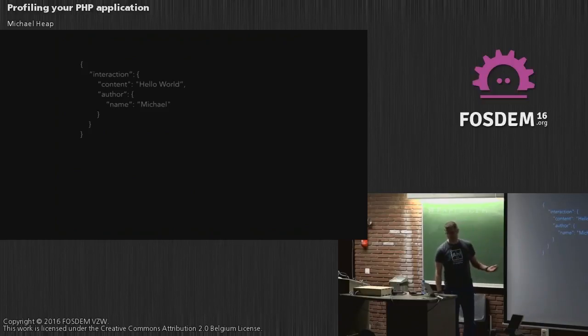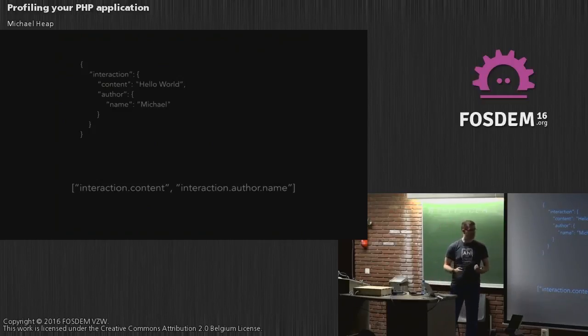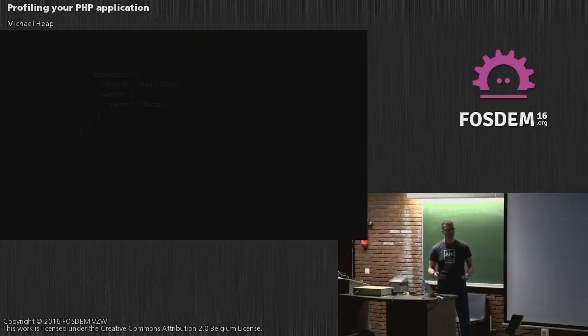This is a simplified version, but given this piece of JSON, I needed to generate these keys. So interaction.content and interaction.author.name. The algorithm that I use to do that is I start at the top, and I step in, and I say interaction. Is the value a scalar value? No, it's not. Okay, let's step in again. Is it a scalar value this time? Great, it is. That means that interaction.content is one of my possible keys.